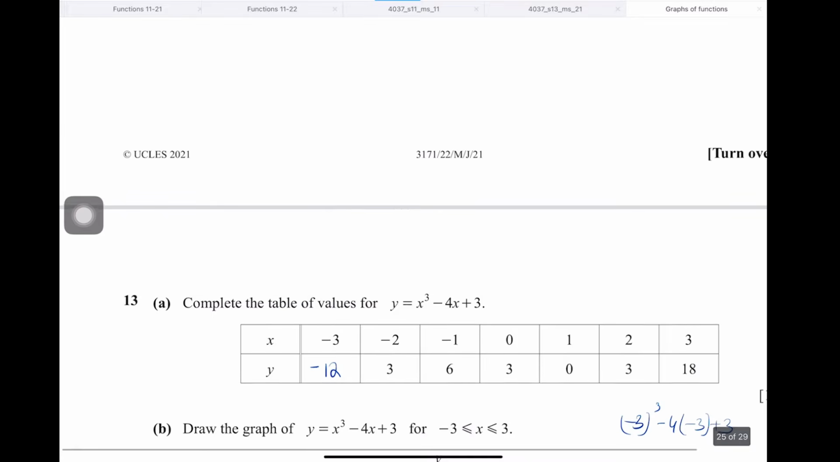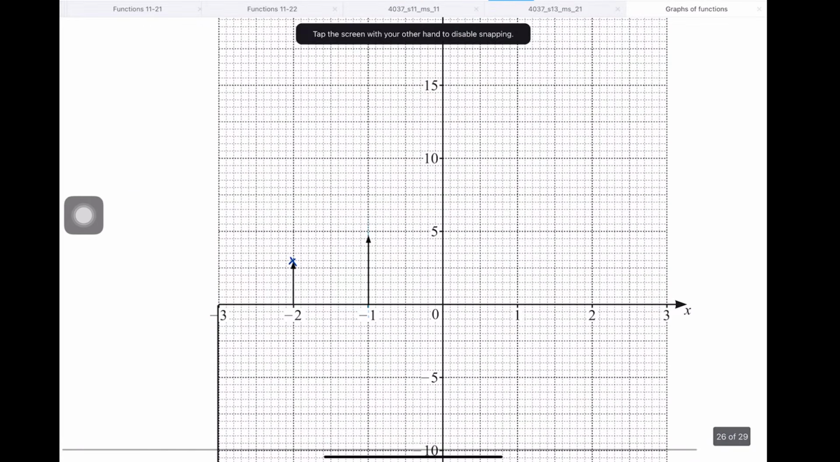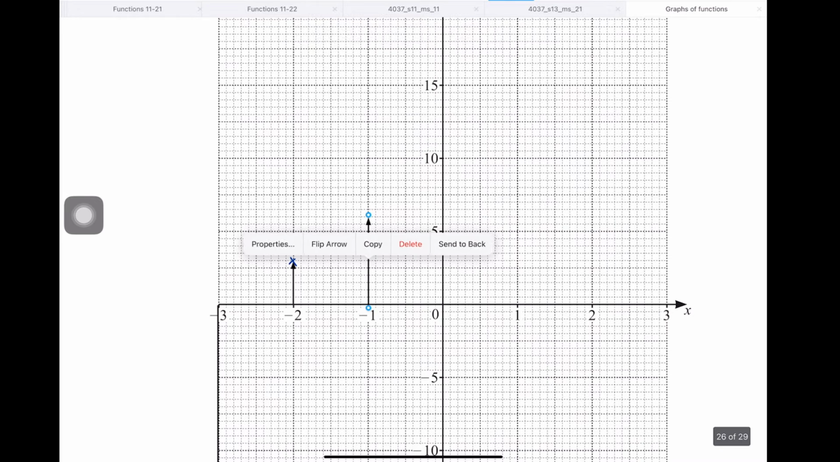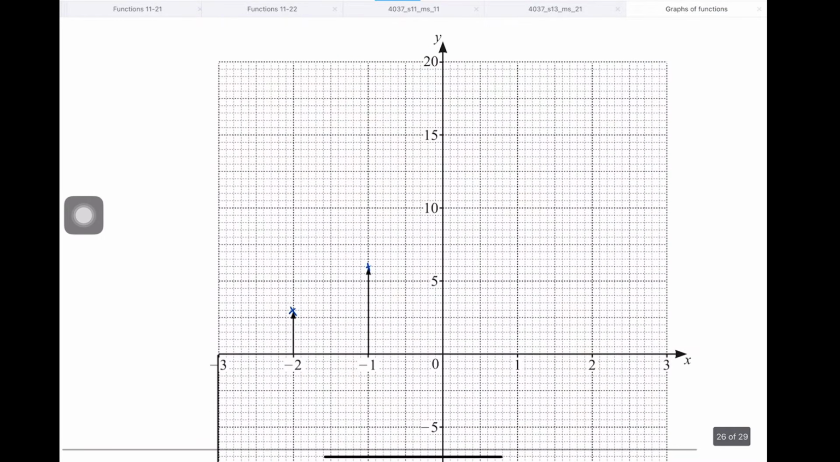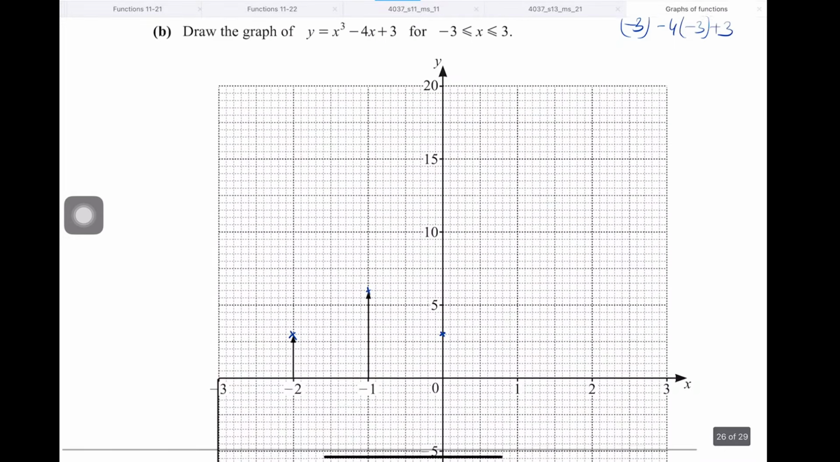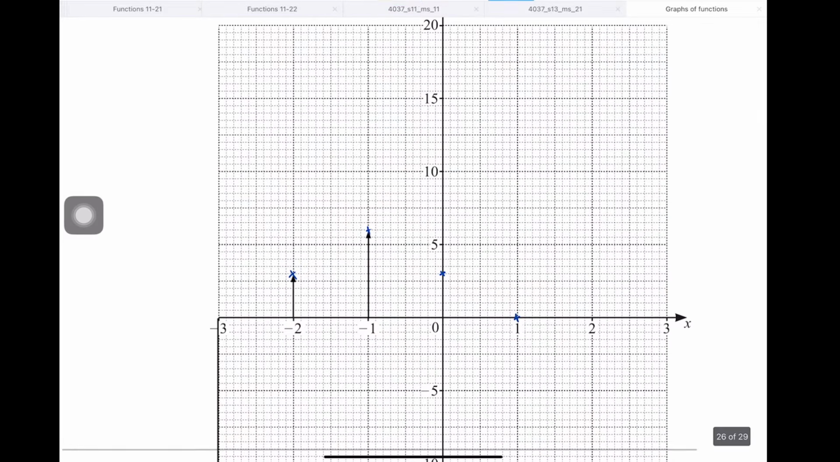Okay, at minus 1 it's 6, so minus 1, 6, so here's 5, 2 small boxes above it we will have 6 right here. Okay. At 0, it's 3. So 3 will be one small box above 2.5. There you go. At 1, it's 0. So there you go.